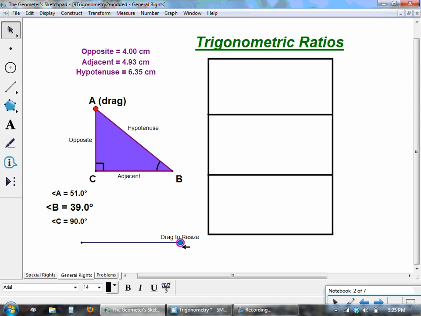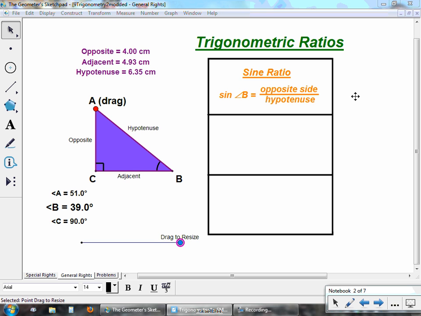And what I want to take a look at is some of the ratios here. There are three primary ratios that we're going to take a look at. Those three ratios are the sine ratio. The sine ratio is the opposite side over the hypotenuse. So angle B is still my reference angle. And from that perspective, the opposite side, whatever that measurement is, divided by the hypotenuse, that ratio is called the sine ratio. And it's S-I-N-E. We abbreviate it S-I-N.